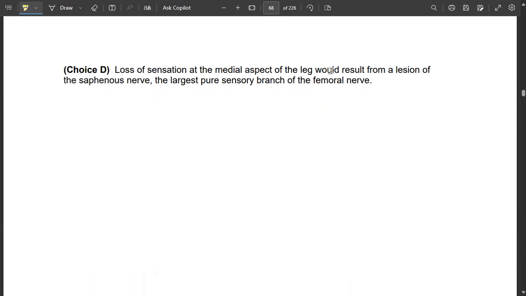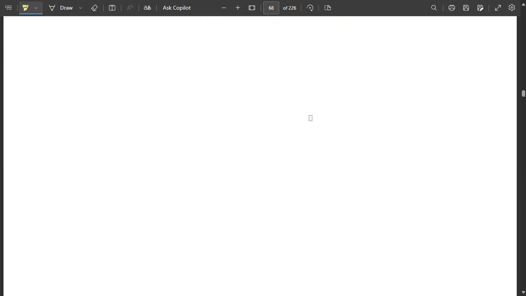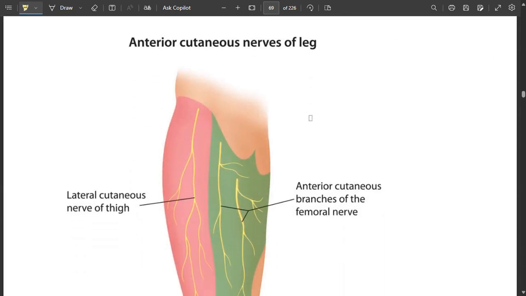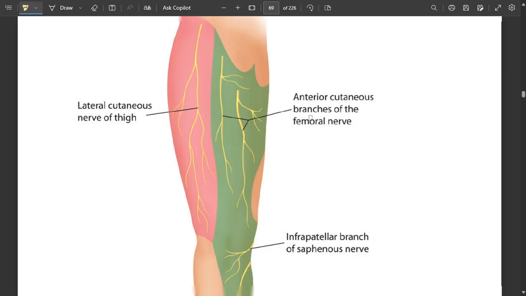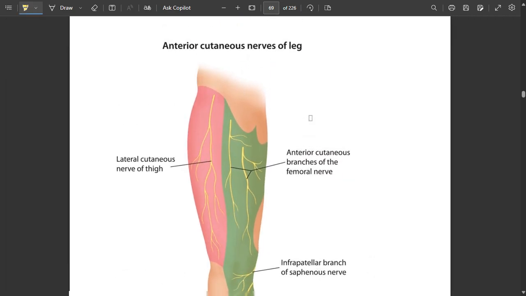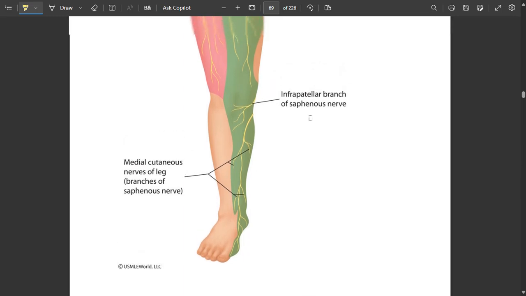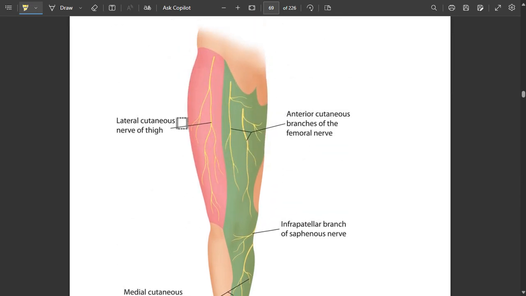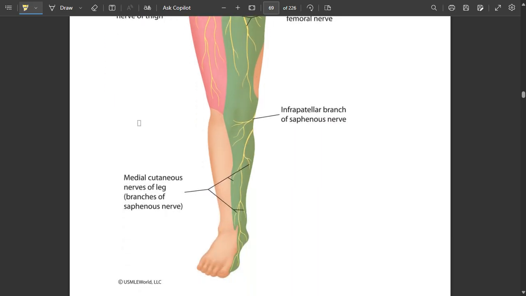Loss of sensation of the medial aspect of the foot results from a lesion in the saphenous nerve, the largest pure sensory branch of the femoral nerve. Now the cutaneous nerves of the leg. There is the lateral cutaneous nerve of the thigh, which supplies the lateral thigh, and the anterior cutaneous branch of the femoral nerve. The medial part of the thigh is supplied by the middle part of the thigh, as well as the leg and the foot.